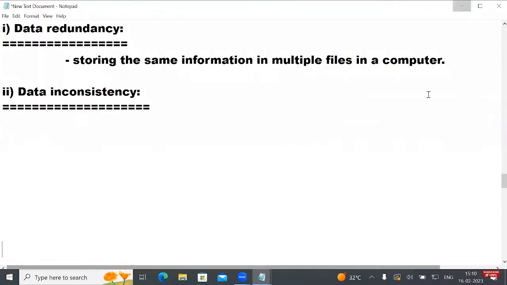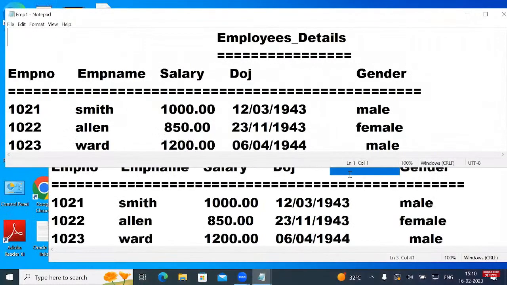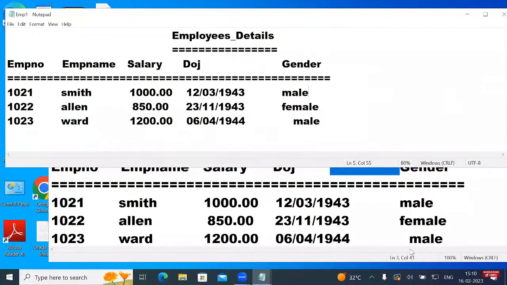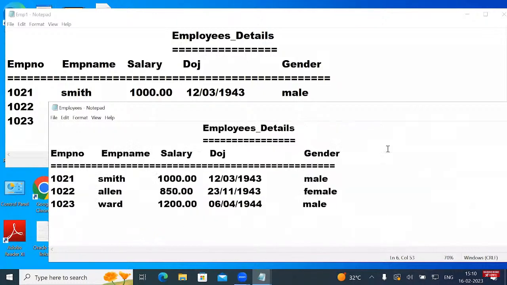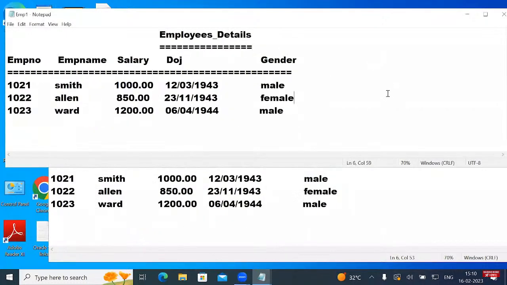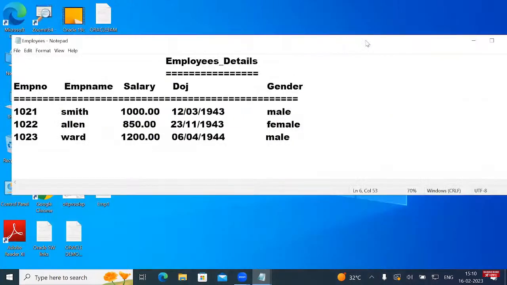How is it? Let me explain. These are two files storing the same information. Okay? That means, can I say these are duplicates? Yes or no? Yes, these are duplicates. Suppose one person comes and opens one file directly, and says, okay, here, Smith, I'm going to manipulate this data. What did I manipulate here? Female.